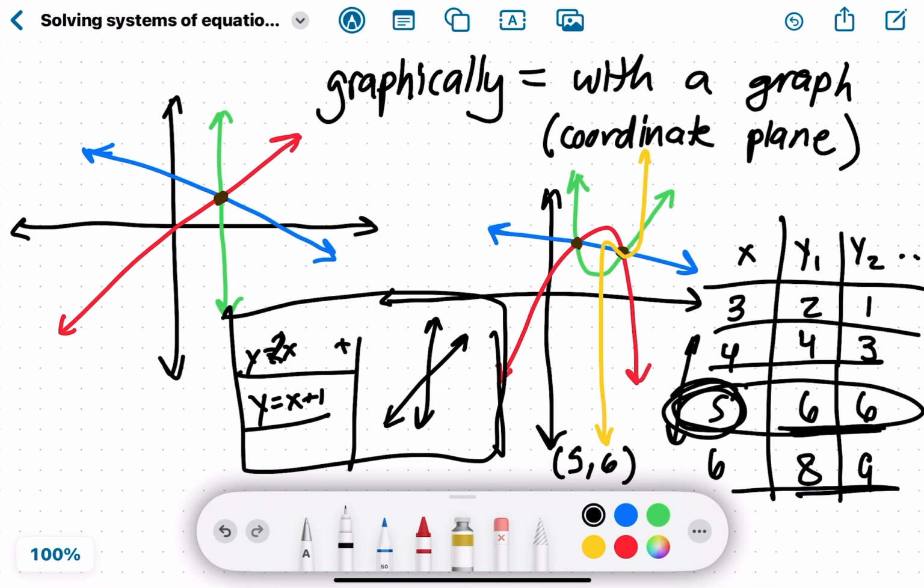Once you put your mouse on the graph and you click, it gives you a point, and when you drag it to the intersection point, a little box is going to pop up and tell you the x and the y. It's super easy to use.